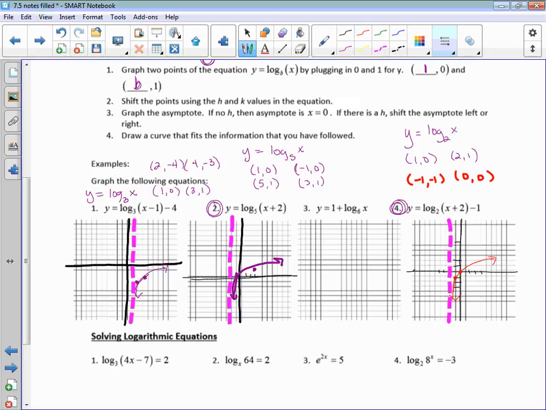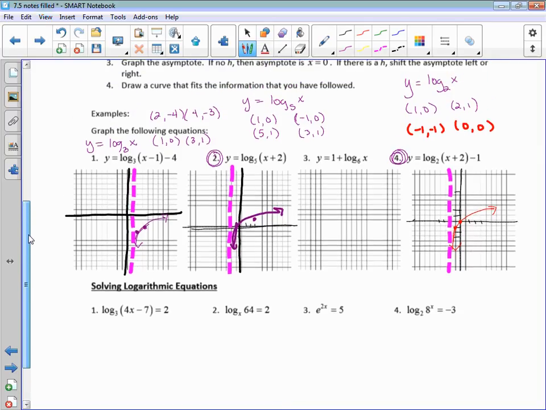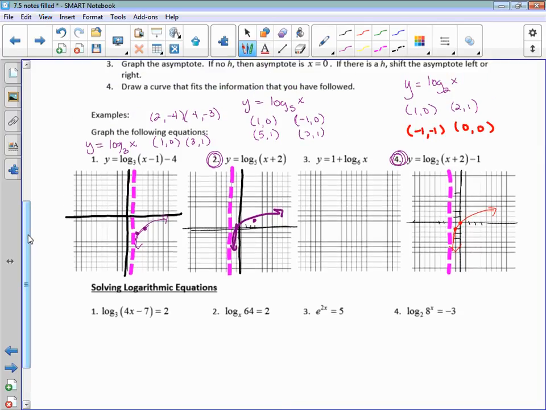You're ready, guys? Take a look at 2 and 4, and let's see how you did. We're doing okay with just thinking about, okay, parent graph points and then do our shifting? Oh, yeah, there hasn't been any sort of vertical stretch with these. You could do either. Like, I could put a 2 out here, and then that's going to stretch it.